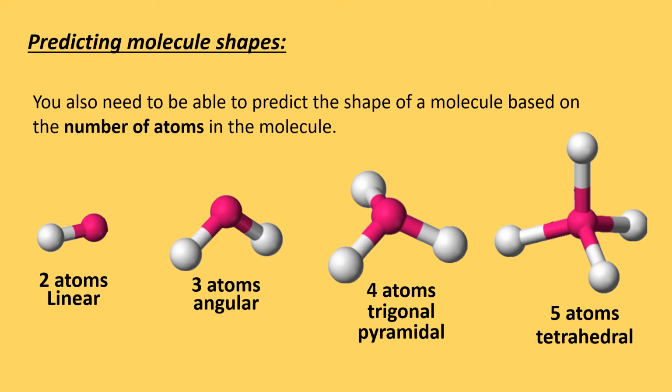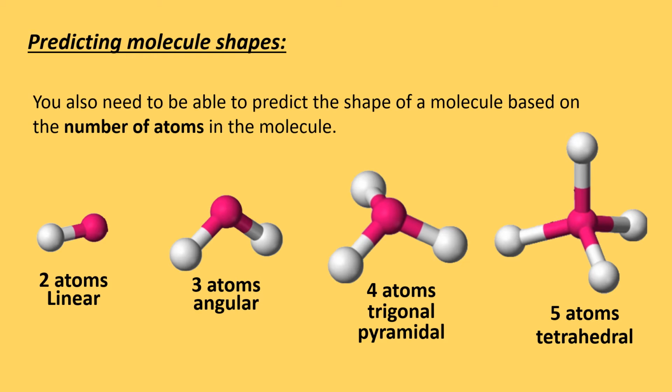But it's not just as straightforward as looking at a picture and knowing what it's called. The other skill that we have to have for chemistry is the ability to work out or predict what shape a molecule is likely to form. And the simplest way to do that is by simply knowing how many atoms are in the molecule. So from a chemical formula like H2O or CO2 or those kind of things, as soon as you know how many atoms there are, we can start to make predictions about the shape.